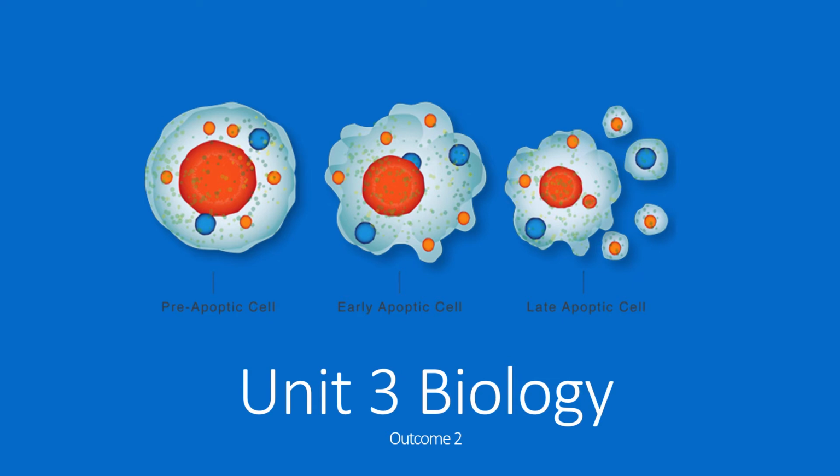Okay, good morning, guys. So today we are looking at the beginning of Unit 3 Biology, Unit 3 Outcome 2. Although, as I said on Google Classroom, we will continue to look at some revision for photosynthesis and respiration as the end of Unit 3 Outcome 1 over these weeks as we go.